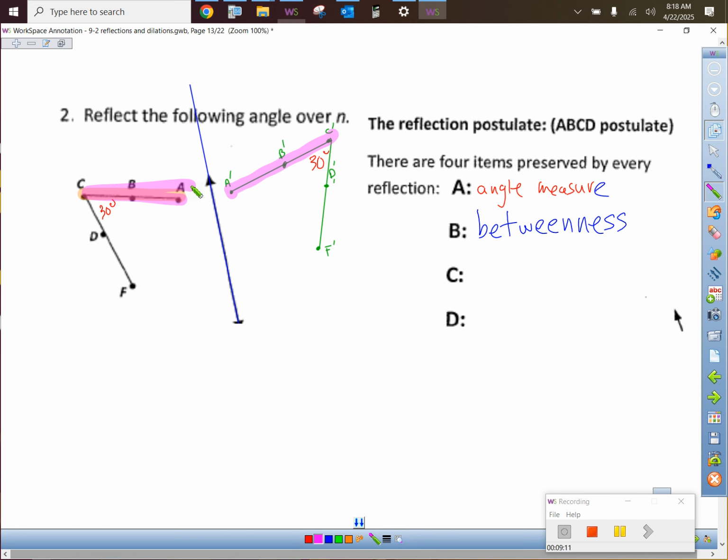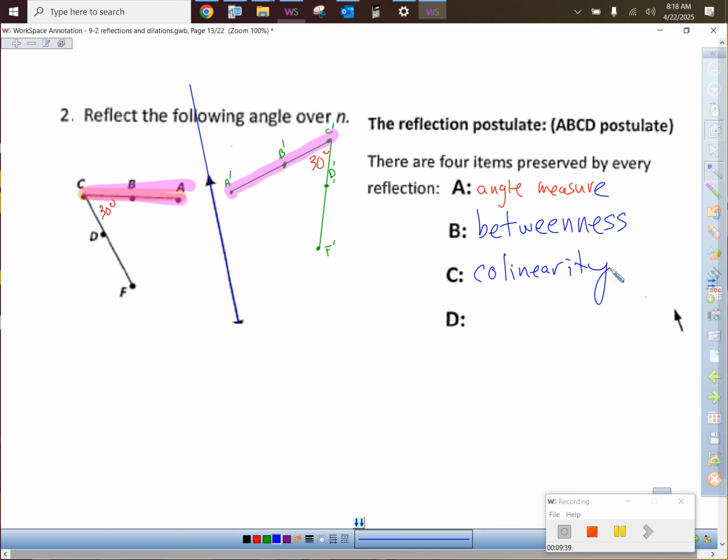It starts with a C. What's that word that means they all line up? Collinear. Do you think A prime, B prime, C prime should be collinear? If A, B, and C are collinear, then shouldn't these be collinear also? So the C word is collinearity. It's the word collinear with an I-T-Y at the end. Collinear, collinearity, collinearity.